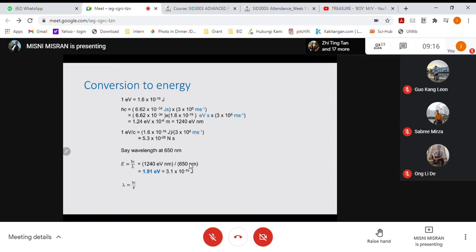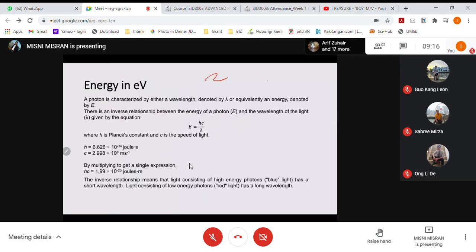And you end up having a value in electron volts, right? In this case, in our example here, it is 1.91 electron volts. Okay. This is a simple calculation. Okay. Got that? It's okay, isn't it? Very simple.